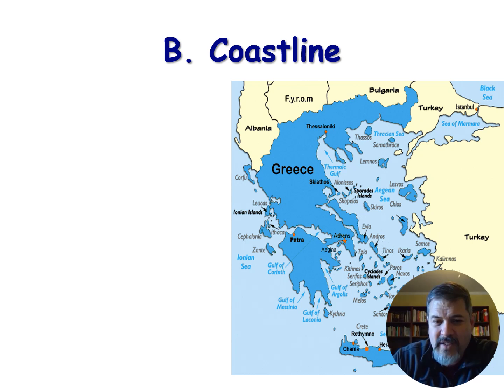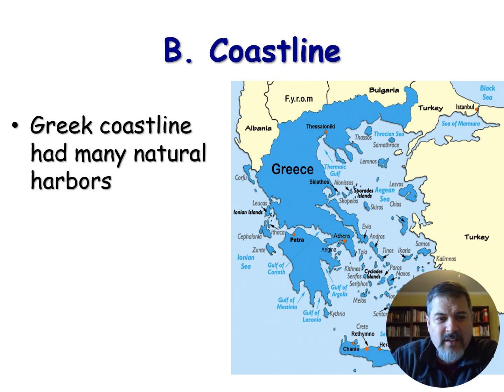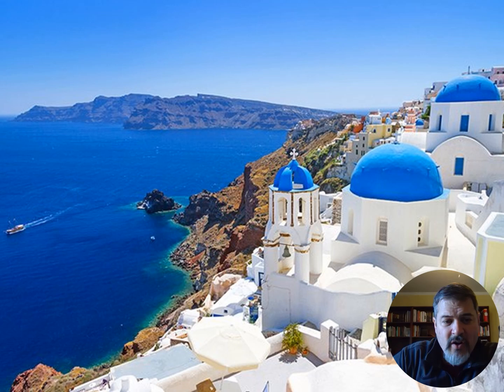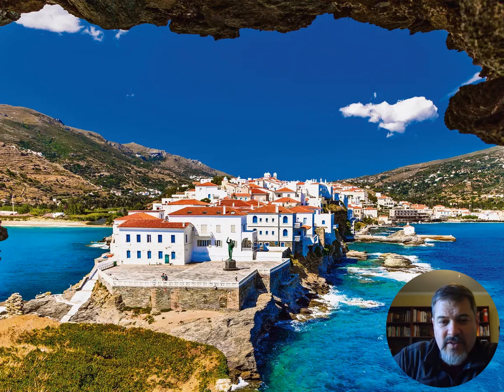Another map, seeing the coastlines. Greek coastline had many natural harbors. Now, what's that important for? A natural harbor is important because you can build ships that can get real close to the land for shipping and trade. It encouraged seafaring and trade. So you look, here's another. You can tell how the deep water comes right up to the coast. Just unbelievable. It almost doesn't even look real, the beauty of Greece.